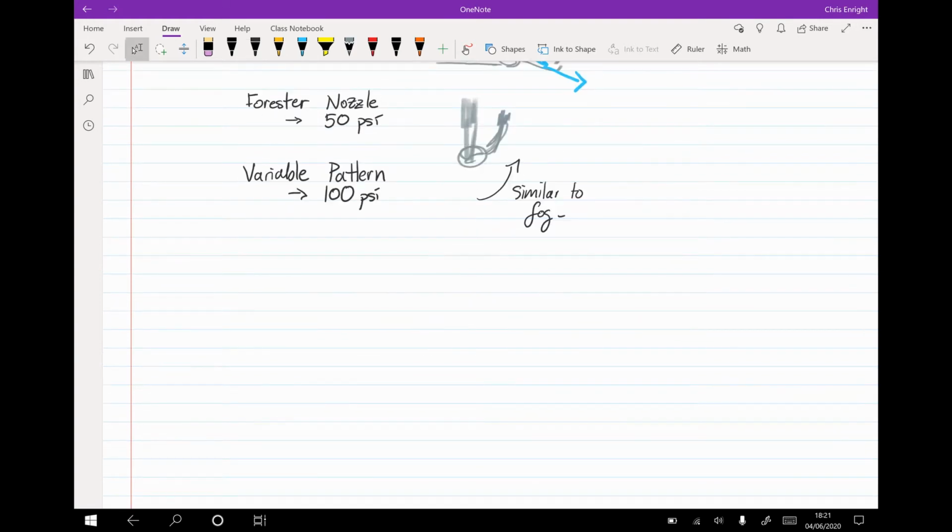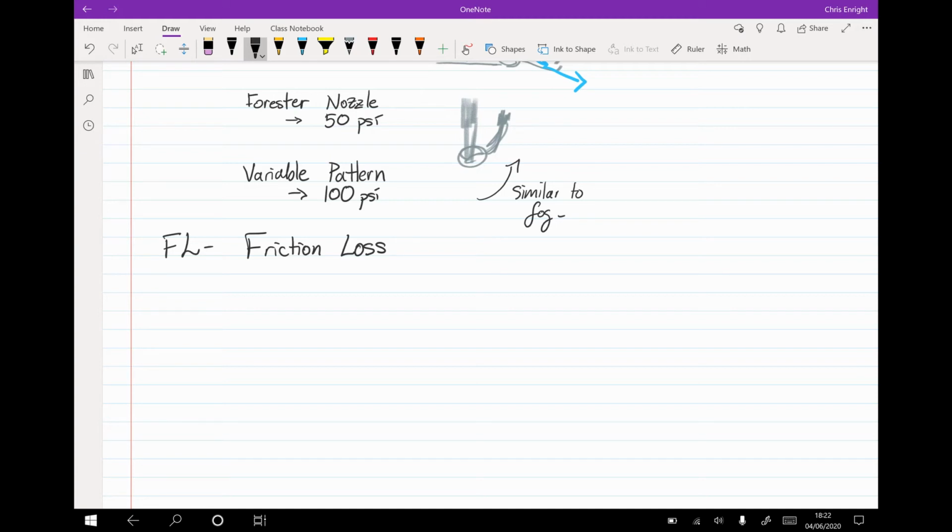Okay, so that handles nozzle pressure. That's the first part of this 4-part equation that we need to know and understand to be effective at delivering water to a fire. Second, friction loss. Friction loss is the broad term that encompasses the resistance intrinsic to the hose of water movement.